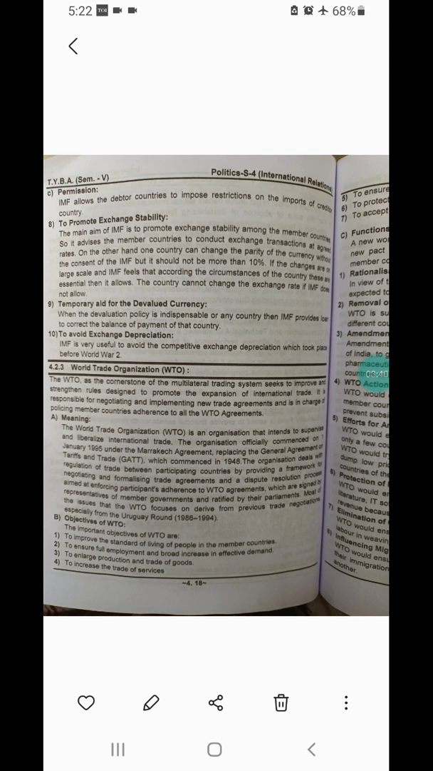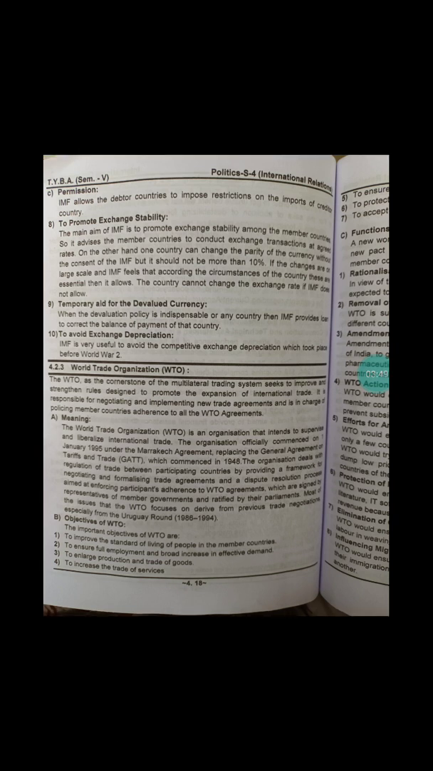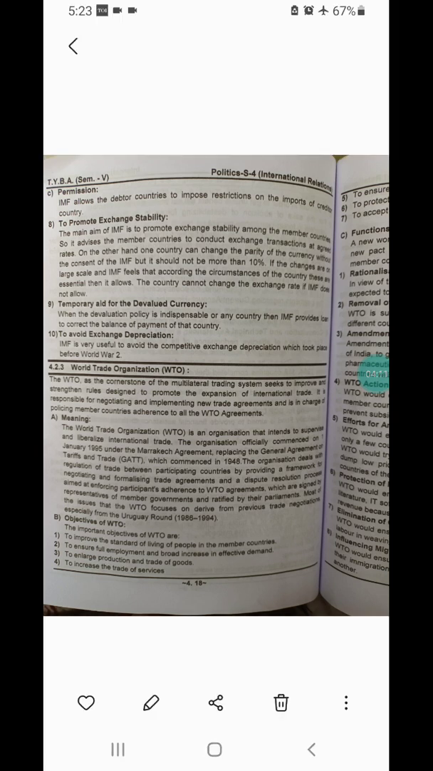Then lending for BOP difficulties. Basically, the fund aims to provide financial assistance to those member countries which suffer from BOP difficulties. But to poor countries, it also assists in the attainment of growth and alleviation of poverty. Helpful for debtor countries. If any country is facing an adverse balance of payments and facing difficulty in getting the currency of a creditor country, it can get short-term credit from the fund to clear the debt.